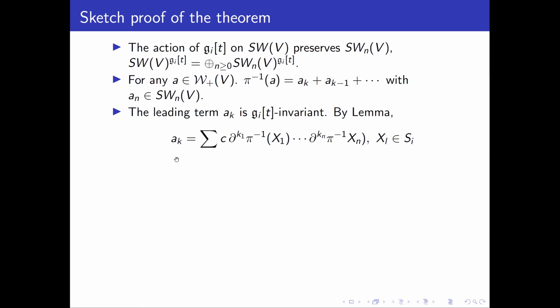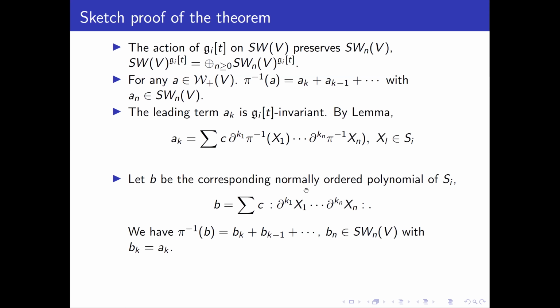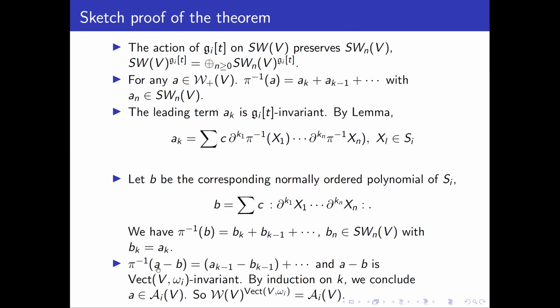So by the previous lemma, A_k can be written as a polynomial representation. Let B be the corresponding normal ordered polynomial. Now the inverse of pi of B will be B_k plus B_{k-1} and so on. In particular B_k will be A_k because they are similar. So the inverse of pi of A minus B will look like this. And since B is vector V omega I invariant, the space will be vector V invariant. So by induction on k, we can conclude that this equation is true.